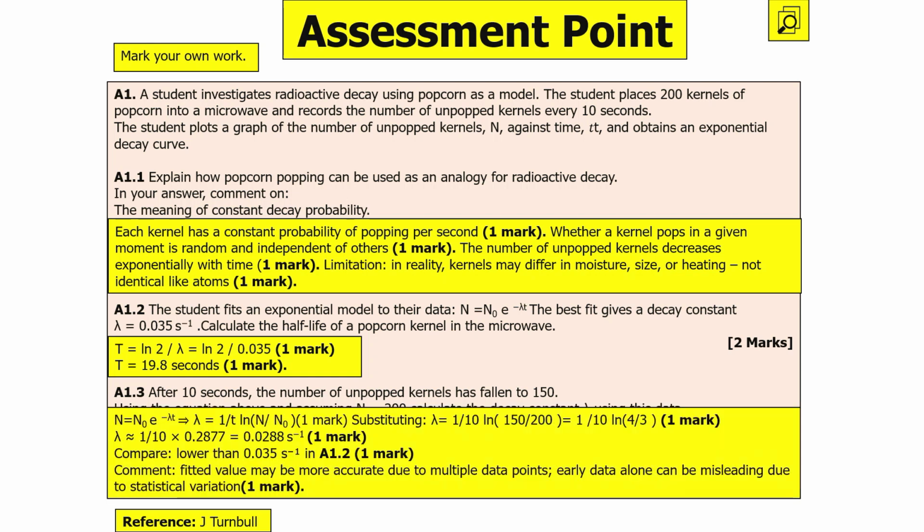Now when we use n equals n0 e to the minus lambda t, we can rearrange it to say lambda is equal to 1 over t ln n over n0. Pop in our values and we get 0.0288 seconds to the minus 1. Now that is lower than the value given in A1.2. The fitted value may be more accurate because they have multiple data points. Early data alone can be misleading due to statistical variations in random processes.